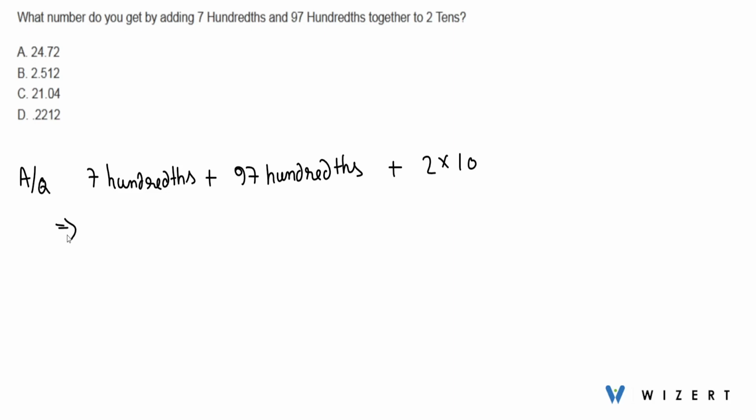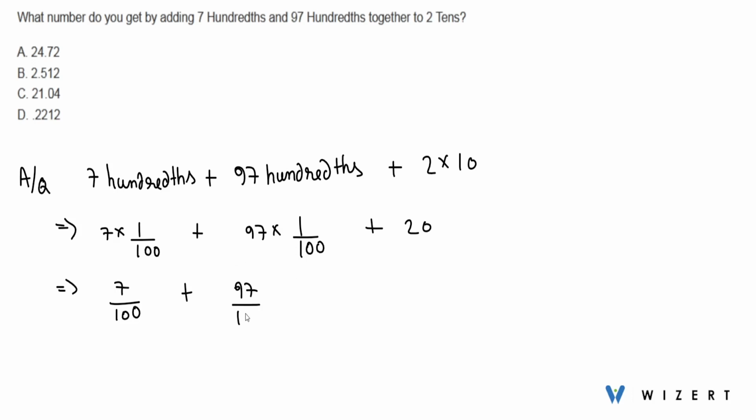Now what is 7 hundredths? So 1 hundredth is equal to 1 upon 100. So 7 hundredths will be equal to 7 multiplied by 1 upon 100. Similarly 97 hundredths will be equal to 97 multiplied by 1 upon 100. And then we have 2 multiplied by 10, which is equal to 20. So 7 upon 100 plus 97 multiplied by 1 upon 100 will be equal to 97 upon 100, and then we have plus 20.